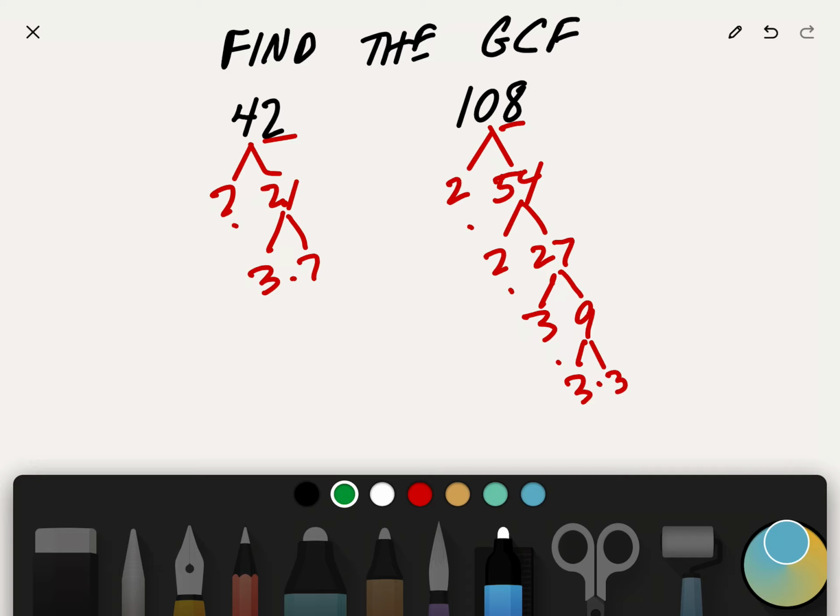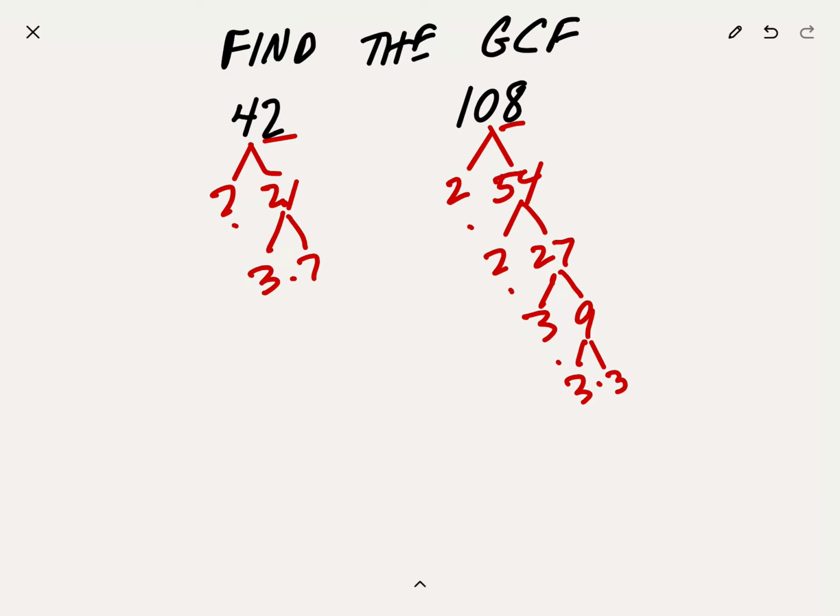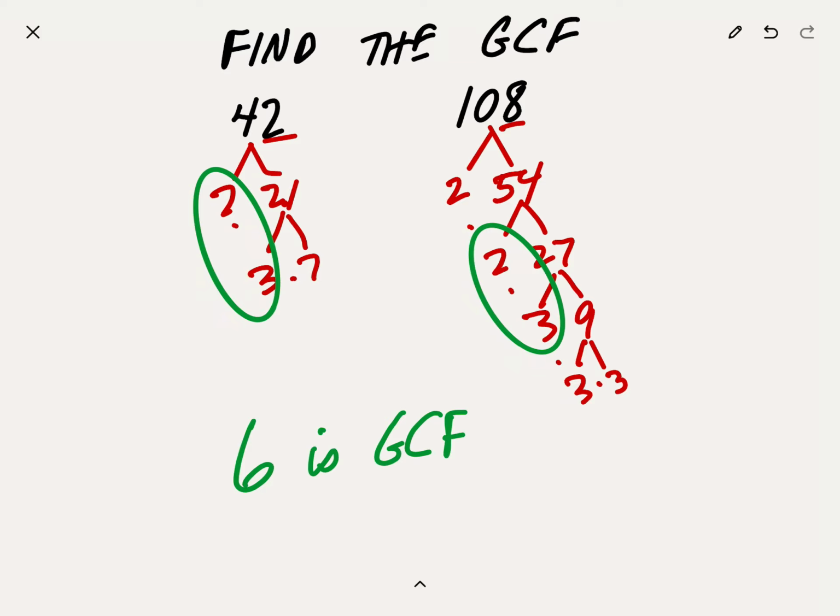Now we're looking for what's in common. Well, I have a 2 and a 3 on this tree. I also have a 2 and a 3 in this tree. 2 times 3 is 6, so 6 is the GCF. All right, one more.